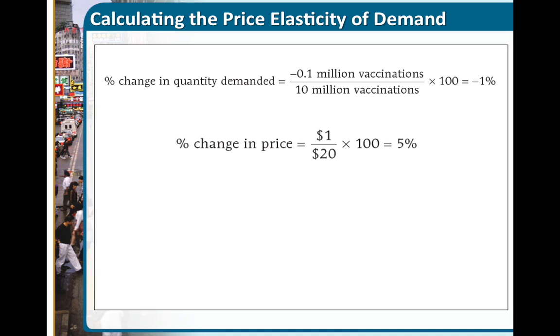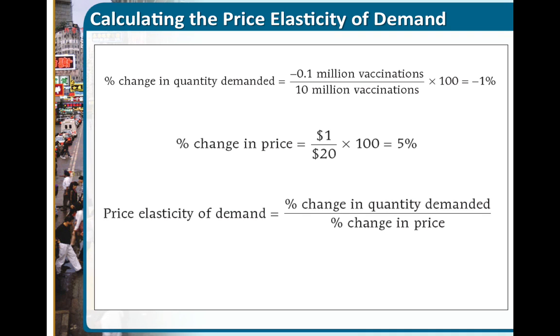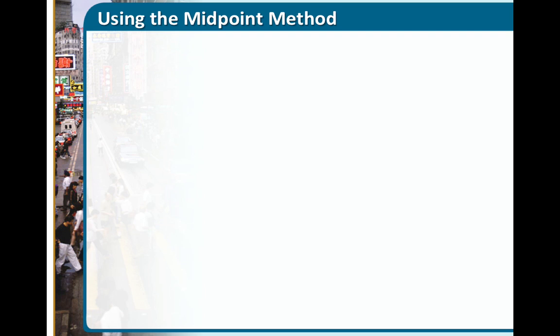So what does that mean? That means our price elasticity of demand is going to be 1% divided by 5%, which is 0.2. And if you've read the book chapter and gone through some of the studying, you know that's a pretty inelastic price elasticity of demand. If you haven't, we will find out what that means in a little bit.